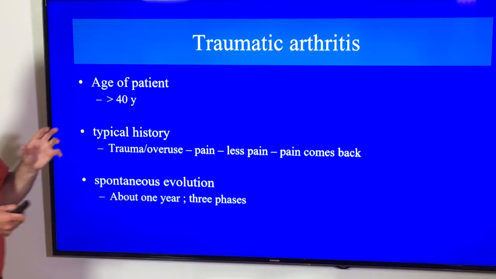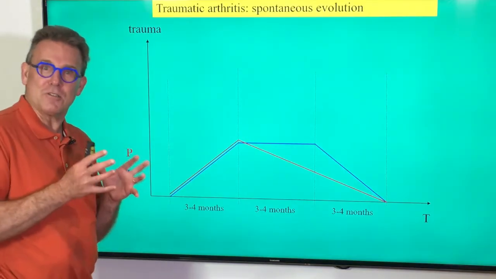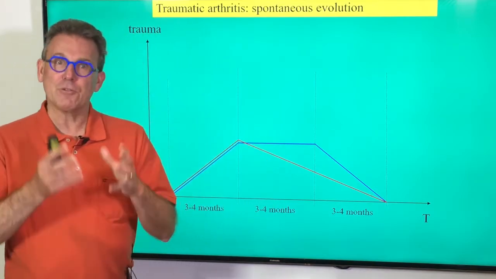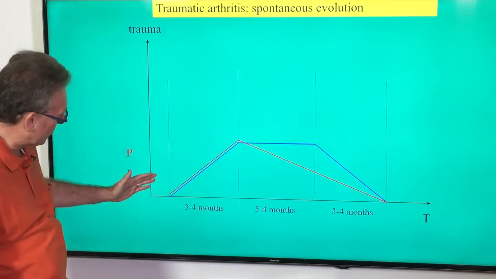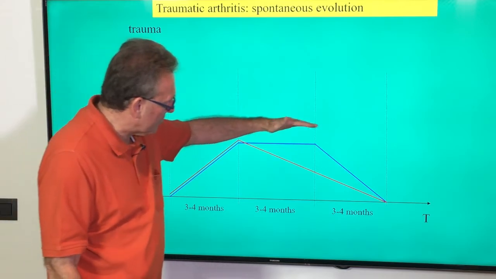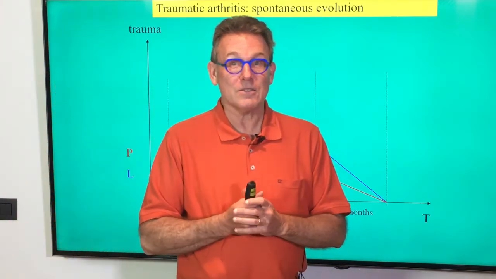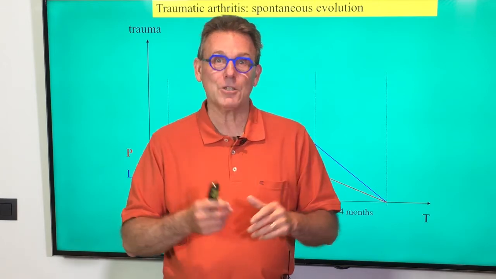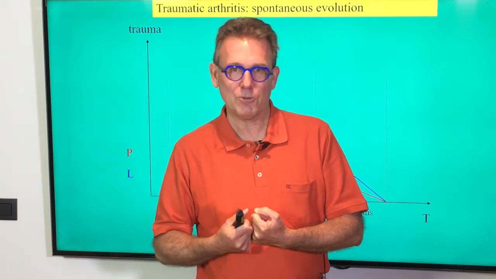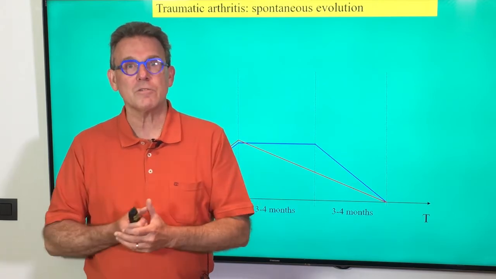Well, there's also some positive news. A traumatic arthritis has a spontaneous evolution in about, let's say, 9 to 12 months. And there are 3 different phases. You have 3 to 4 months where the pain and the limitation of movement is increasing. 3 to 4 months, it's more or less stable. 3 to 4 months, it gets better again. So the good news is, sooner or later, it will be okay without any treatment. But of course, we're not going to say to the patient, okay, wait another 5 months and it's going to be okay. No, we have an efficient treatment strategy for the patient in every phase.